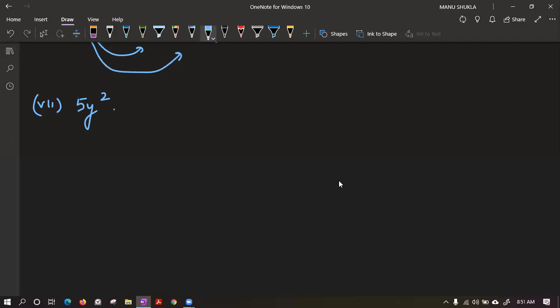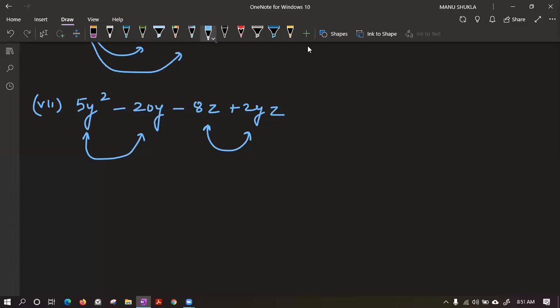5y square minus 20y minus 8z plus 2yz. Class, again, how can we solve this question? By taking common, by regrouping, or by what way? What do you say? Class, please help. We can do by grouping, I think. Yes. So if we see these two as a group, I think it will work.